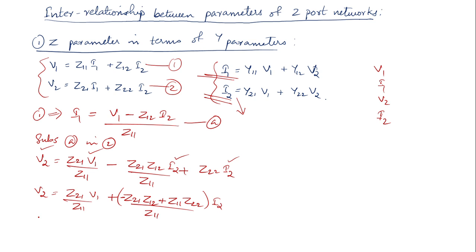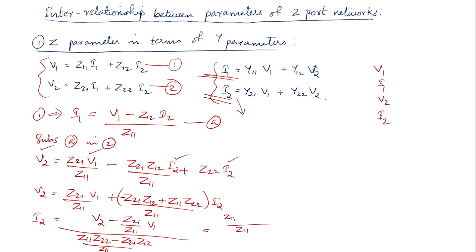Now I will write I2 equal to. So you will get I2 is equal to V2 minus Z21 by Z11 V1 whole divided by Z11 Z22 minus Z21 Z12 divided by Z11. Again I'll just take the LCM on this side over here. So you'll get Z11 V2 minus Z21 V1 whole divided by Z11 Z22 minus Z21 Z12.